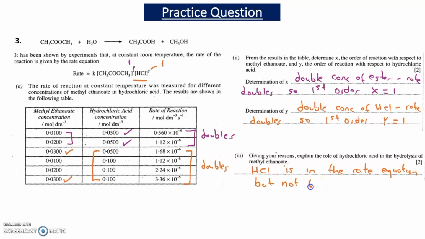And I know this because any substance that's present in the rate equation, but not the chemical equation, is a catalyst. So I'm just going to write down that HCl is in the rate equation, but not the chemical equation. I get 1 mark for saying that. So therefore, it must be a catalyst. 1 mark if you mention it being a catalyst.